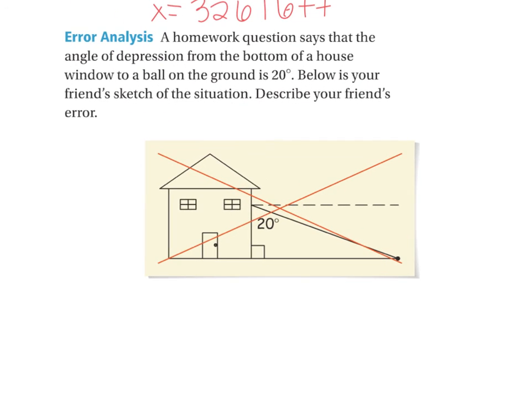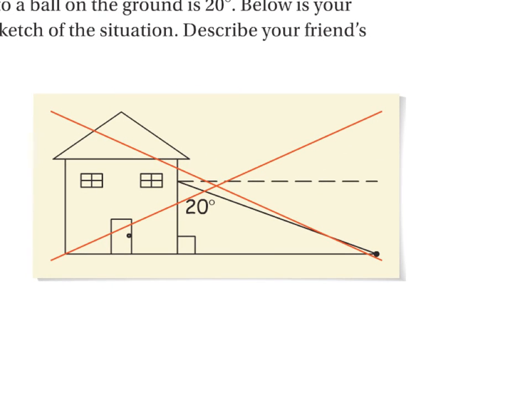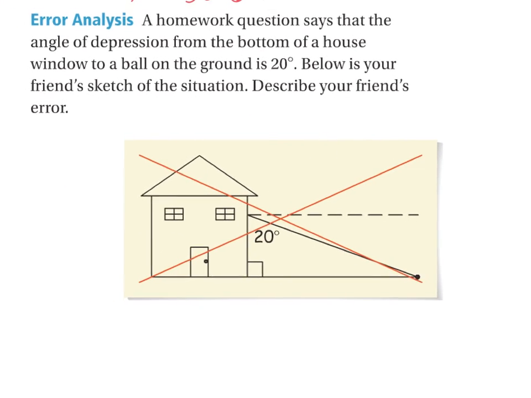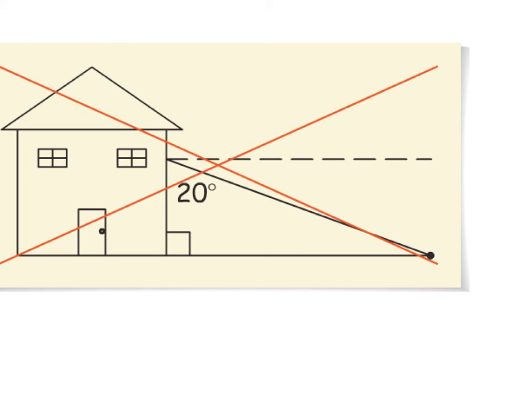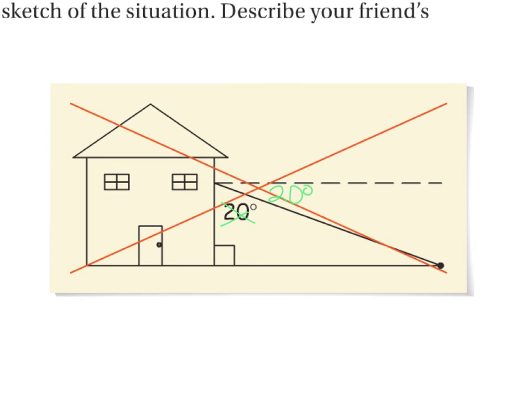Okay, so last problem. Homework question says that your angle of depression from the bottom of a house window to a ball on the ground is 20 degrees. Below is your friend's sketch of the situation. Describe your friend's error. So what do you see as the error? Well, they told us the angle of depression. Where does angle of depression go? On the outside. So that should be right there. So that is the issue.